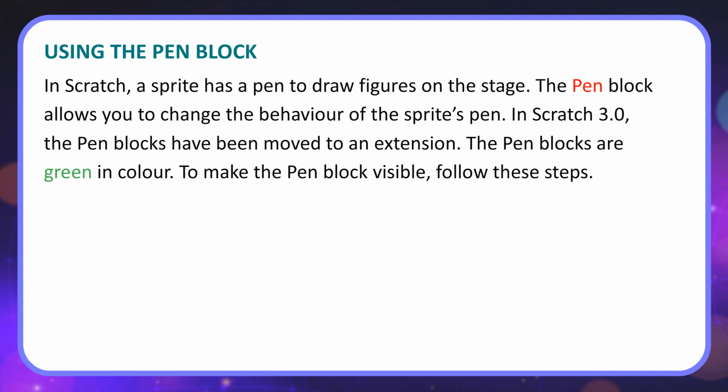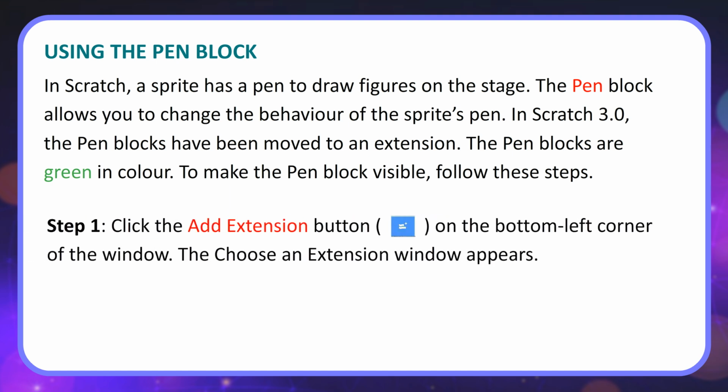Using the pen block. In Scratch, a sprite has a pen to draw figures on the stage. The pen block allows you to change the behavior of the sprite's pen. In Scratch 3.0, the pen blocks have been moved to an extension. The pen blocks are green in color. To make the pen block visible, follow these steps.